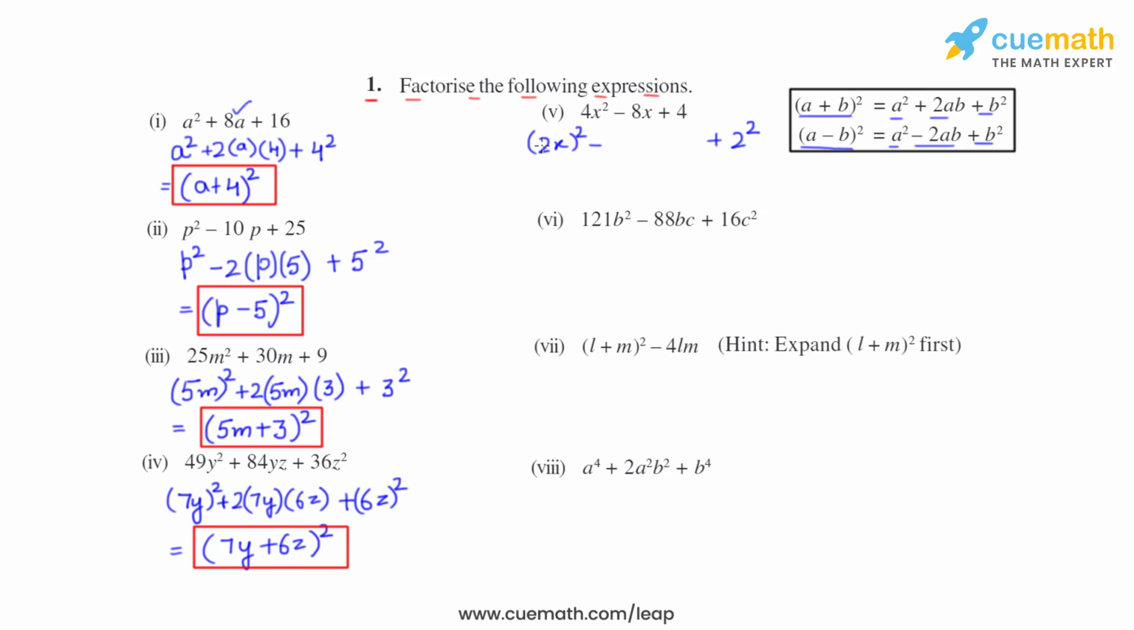Then we have minus 2 into 2 is 4, and 2 more, so 2 into 2 into 2 is 8, and x is there. So we are getting 8x. How? A is 2x, B is 2. So 2 into A, 2x, into B, 2. 2 into 2 is 4, 4 into 2 is 8. So we are getting 8x. So A² minus 2AB plus B² is equal to (A minus B) whole square, that is (2x minus 2) whole square.